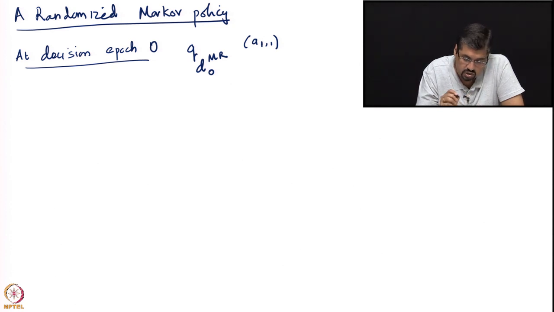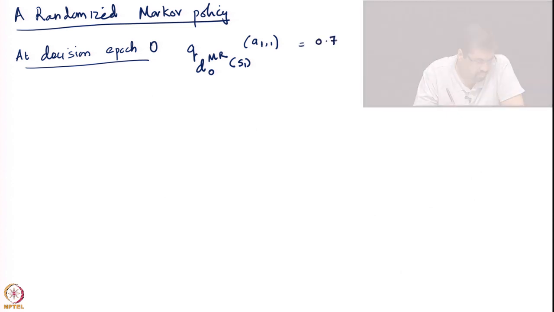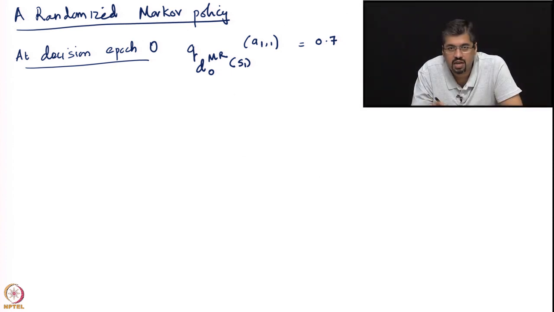So I need to write this for every state that can occur at decision epoch 0. Suppose the state is S1. Then the probability of taking action A11 in state S1 under this decision rule is given by this expression, Q sub DMR0 of S1 of A11. Now, suppose this quantity is 0.7. What this says is that with probability 0.7, I am going to be taking action A11 when I am in state S1 according to this particular policy.